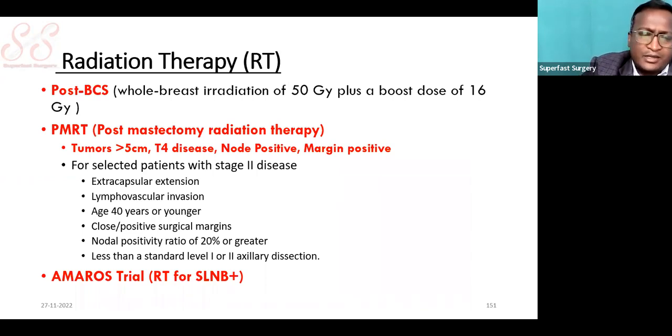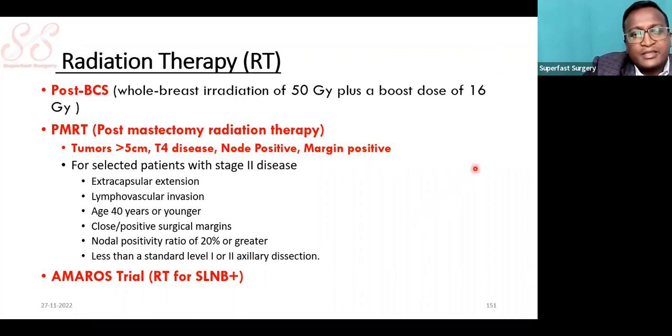So we have discussed the surgery. Now we'll discuss radiation therapy. Radiation therapy is also used for local control. The 2 treatment modalities used for local control are surgery and radiation therapy, and chemotherapy is used for systemic control of the disease. Post BCS, we give radiation therapy, and the dose is 50 gray, 2 gray per day for 25 fractions. And then after that, we give a boost. That is why we clip the cavity area after breast conservation surgery, so that we can identify the area to be boosted.